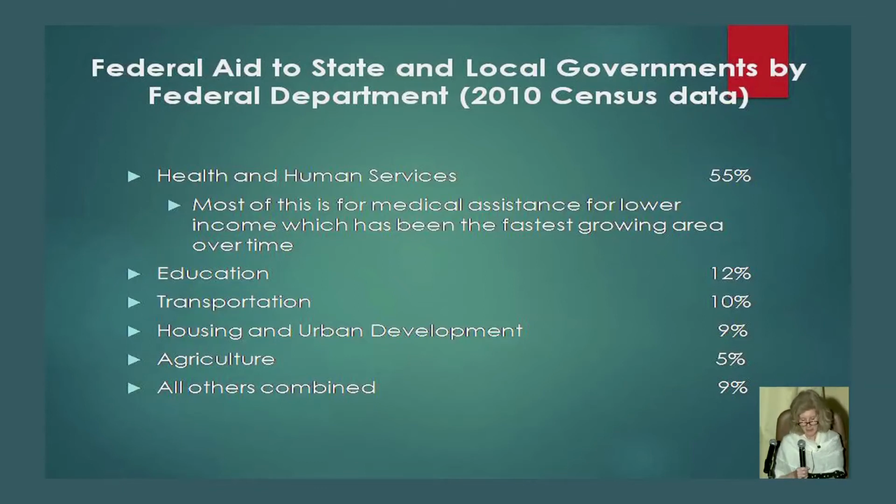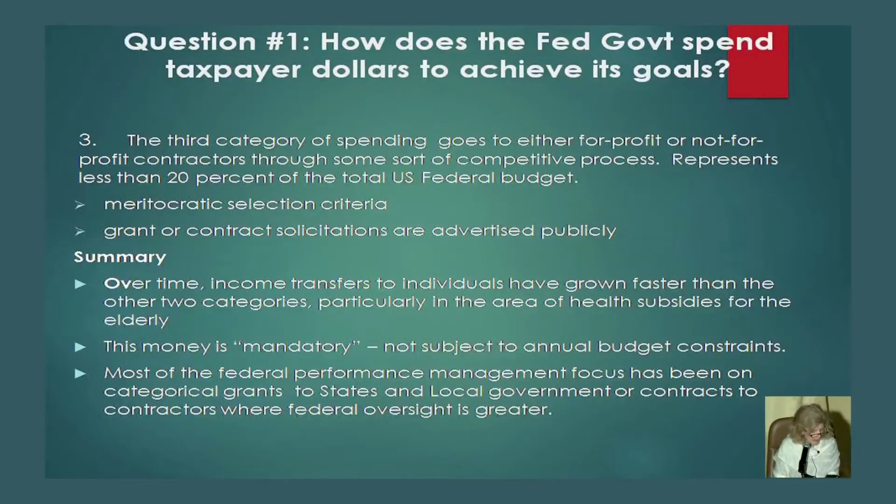So let me talk then about the third category of spending by the federal government, which is money that goes to either for-profit or not-for-profit contractors through some sort of competitive process. This represents, again, about 20% of the total federal budget. This is the area where most of our performance management has focused, because this is the money that is going out through a merit-based system, a competition in most cases, either to contractors in the private sector or to state and local governments.